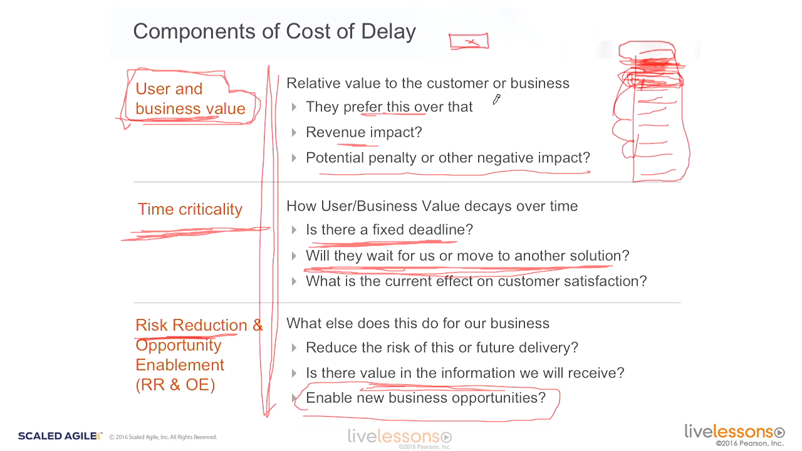Time criticality. What's the time criticality of this? Low, medium, high? No. What's the time criticality of this one relative to this one? If they don't get this one by their next trade show, we're going to lose the order. Well, that's a pretty big deal. The fact that we use weighted shortest job first, but we use it on a relative basis, really gives us a breakthrough way to think about it.